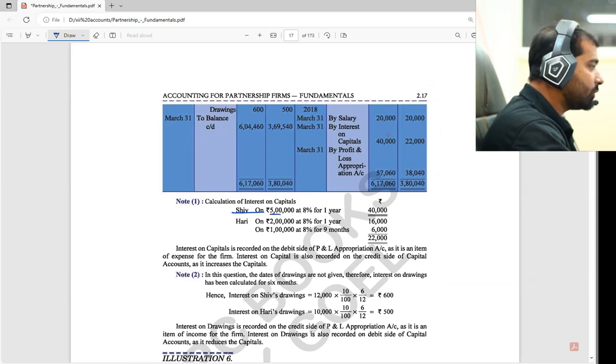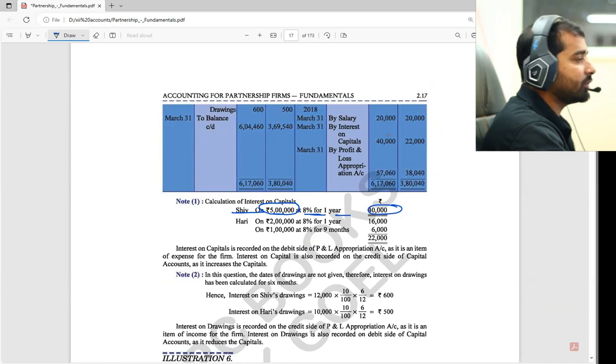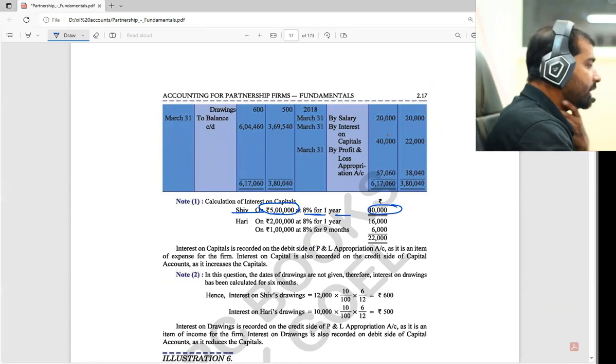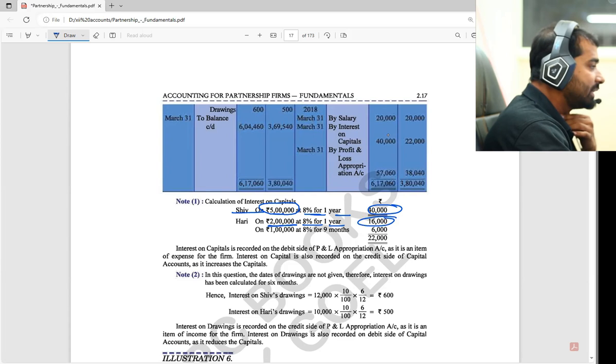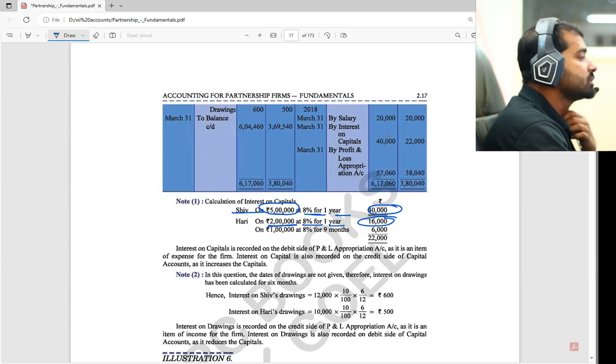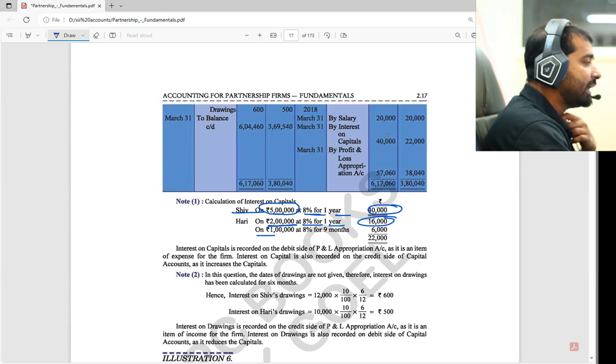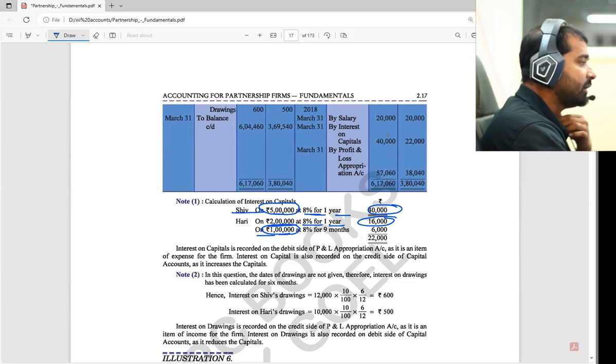Shiv on 5 lakh at 8% for a year, that is 40,000. Hari for 2 lakh at 8% for a year, 16,000. Remember that Hari also contributed additional capital, 1 lakh rupees. See the date. If you have written the date, tell me at what date Hari's additional capital was contributed.